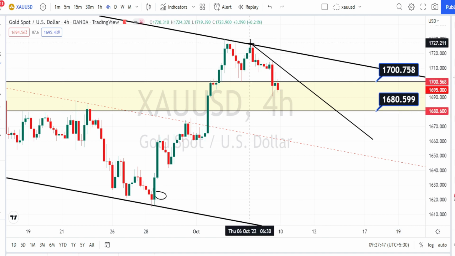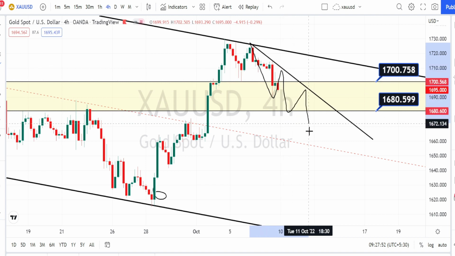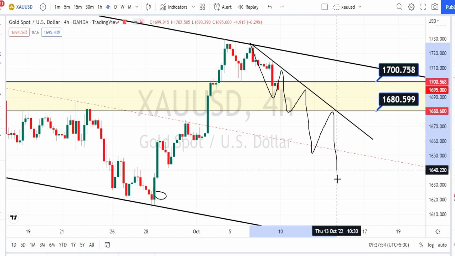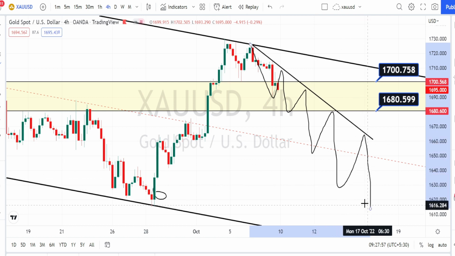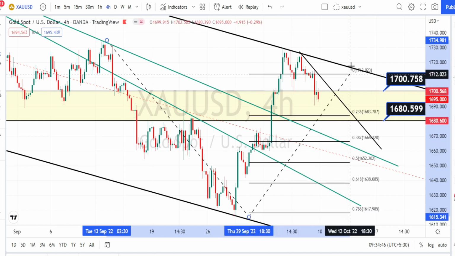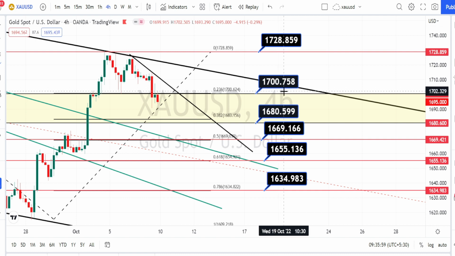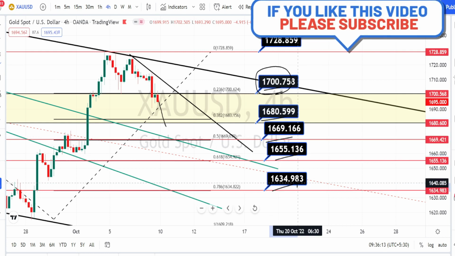So for now, as long as the price action is trading below this trend line or the resistance line, we can expect the bearish trend to continue in 4 hours time frame. So these are all going to be the resistance and support levels for current price action in 4 hours time frame. So currently the price action is trading below the resistance level of 1700, and if the bearish trend continues, next level of support is going to be around 1680, 1669, 1655 and 1634.